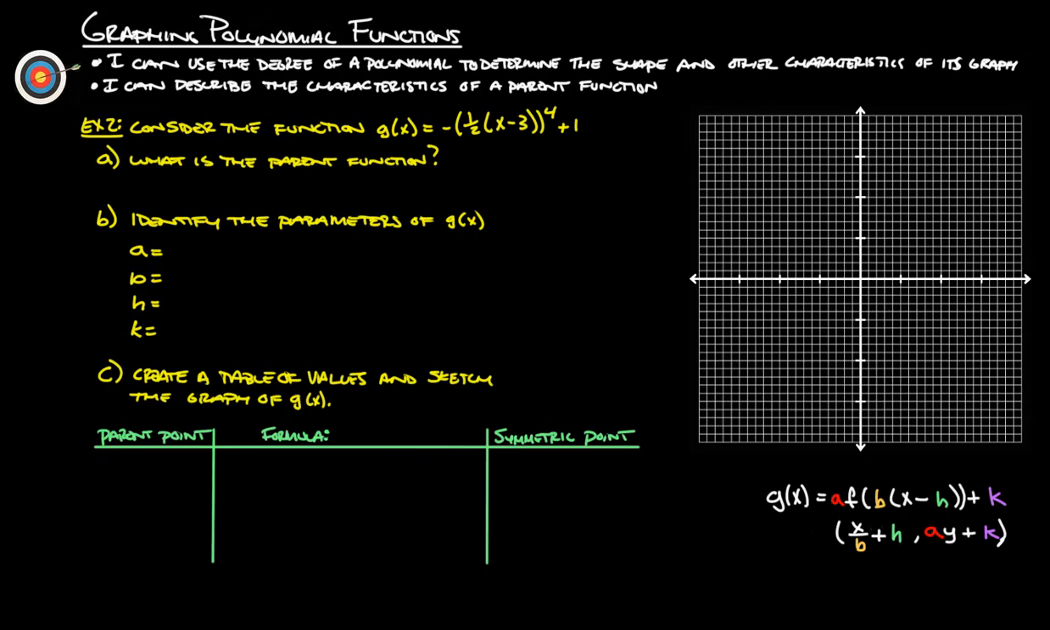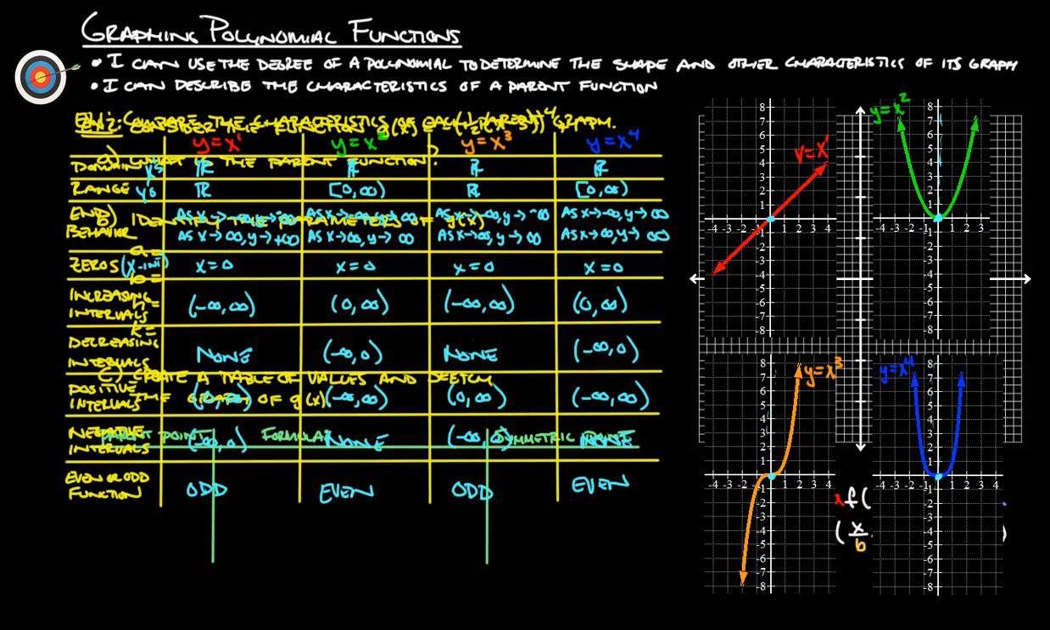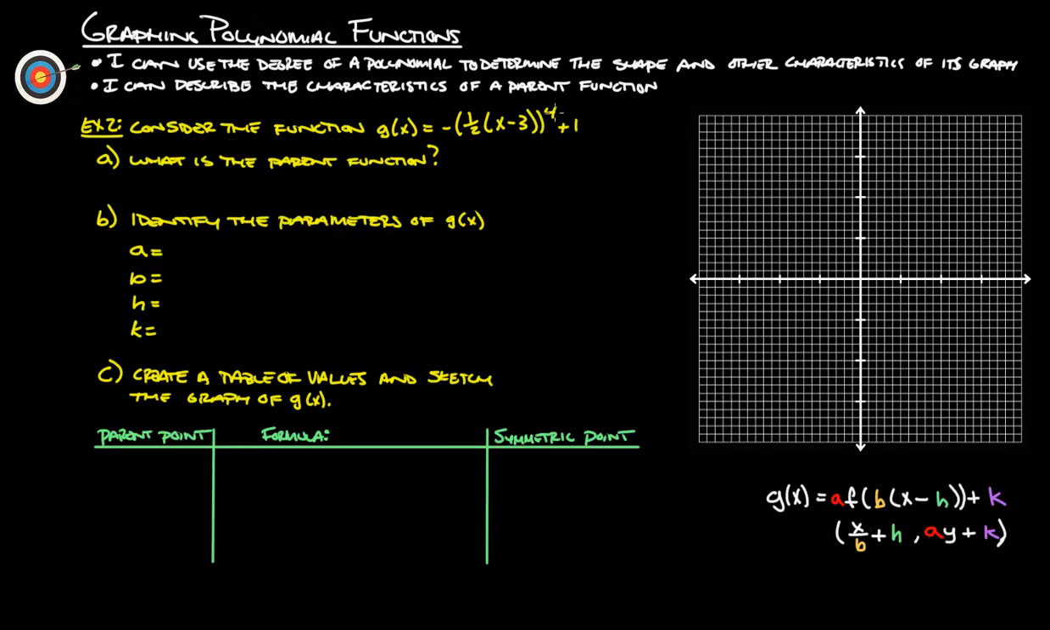Right there is our 4th power. I want blue, that turquoise. There we go. So our parent function is going to be, say, f of x equals x to the 4th, right? Okay, or y equals x to the 4th.